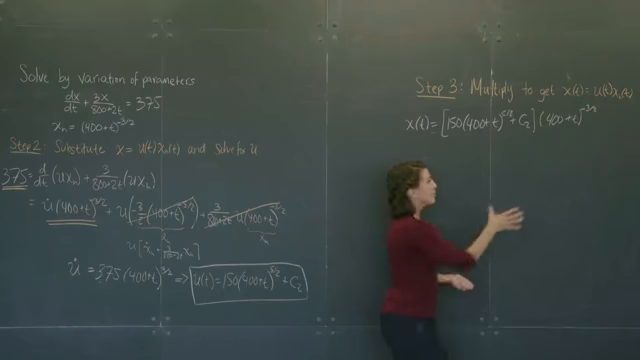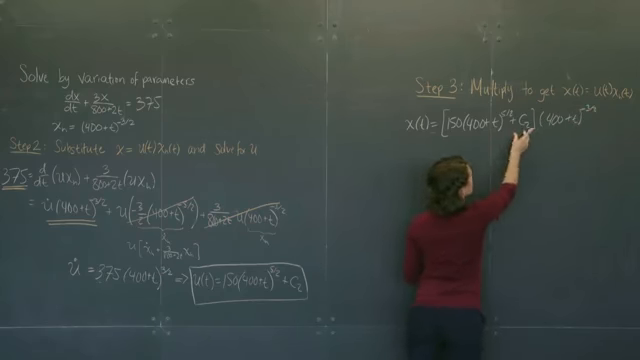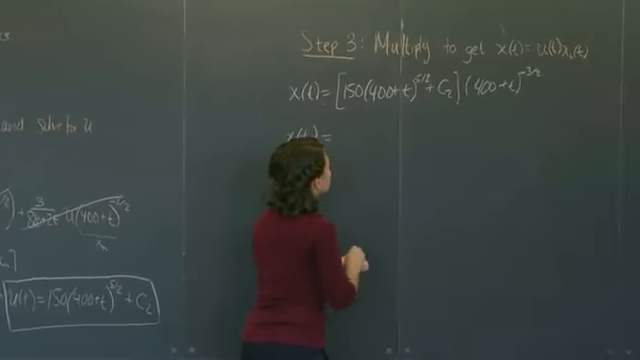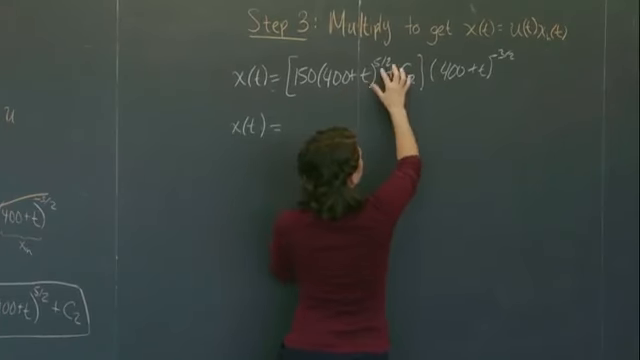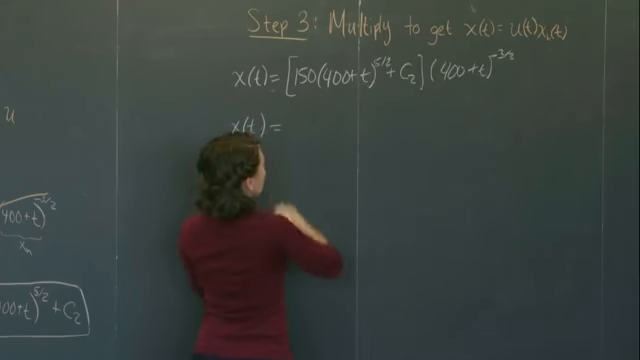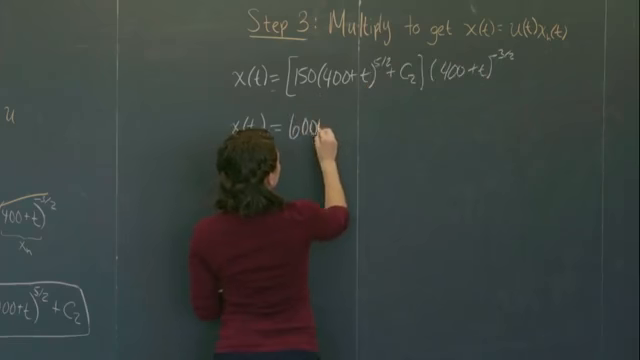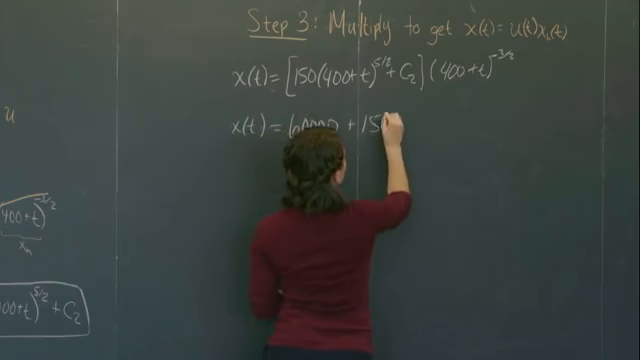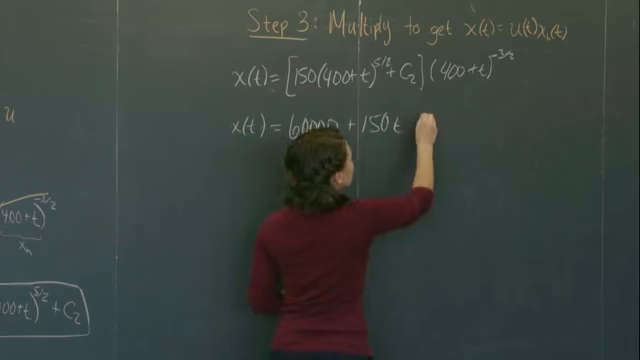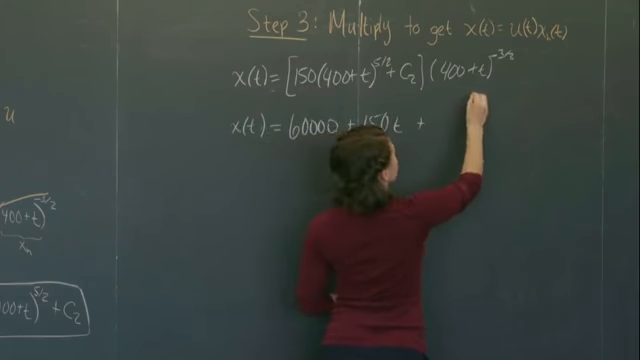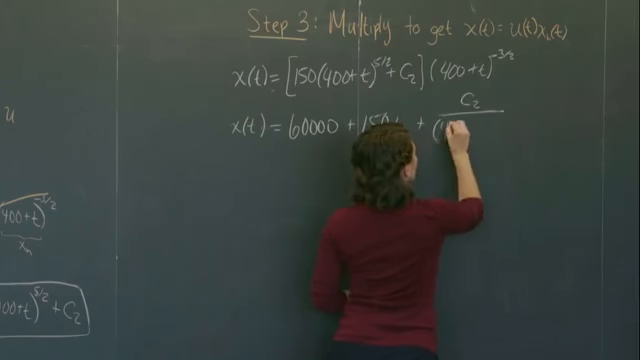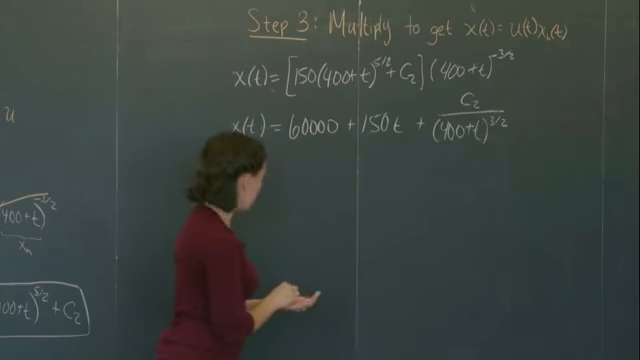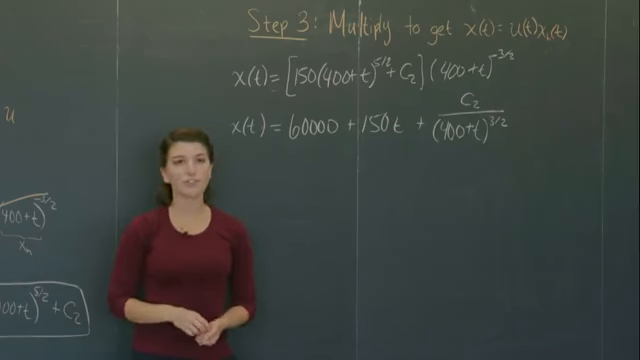Now I'm just going to distribute this term to these two terms. And we'll see that x of t is equal to, when I multiply these two terms, the exponents go to 1, and so I'm left with 60,000, which is 150 times 400, plus 150t, plus c2 times x sub h, so we get c2 over 400 plus t to the 3 halves. So this is our general solution to the differential equation.